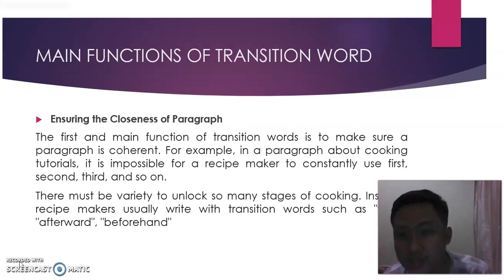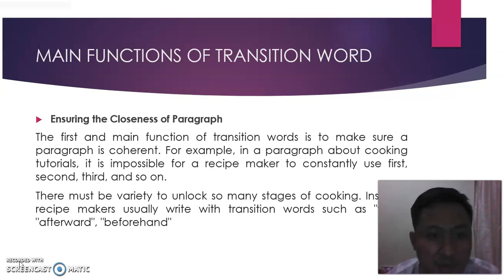Main function of transition words. First, ensuring the cohesion of a paragraph. The first and main function of transition words is to make sure a paragraph is coherent. For example, in a paragraph about cooking tutorials, it is impossible for a recipe maker to constantly use first, second, third, and so on. There must be variety to explain so many stages of cooking. Instead, recipe makers usually write with transition words such as then, afterward, or beforehand.